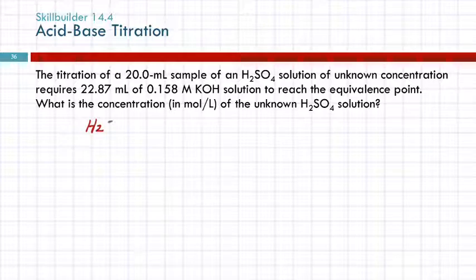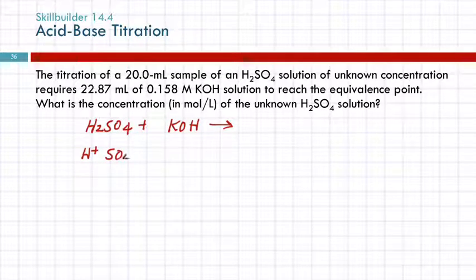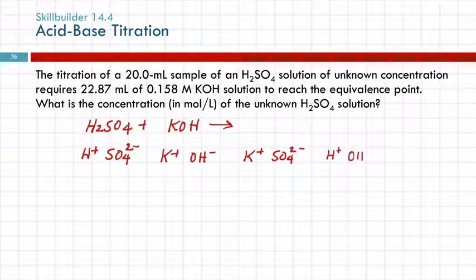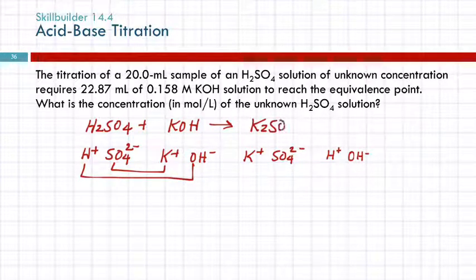We've got H2SO4 reacting with KOH. Acid-base reaction, they're swapping partners. We've got H plus and SO4 2 minus, and we've got K plus and OH minus. And so over here, we've got K plus and SO4 2 minus, and H plus with OH minus, just swapping partners. So we're going to get K2SO4, and we're going to get H2O.